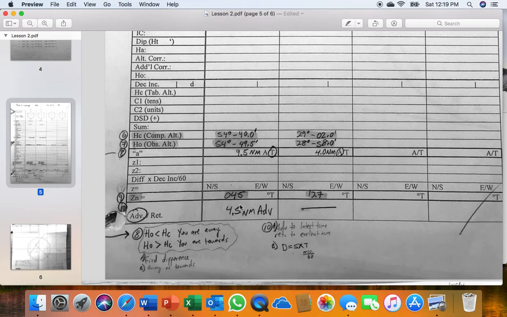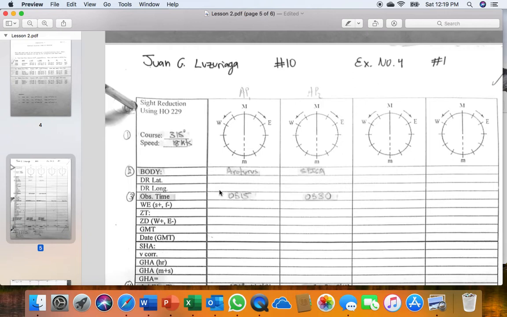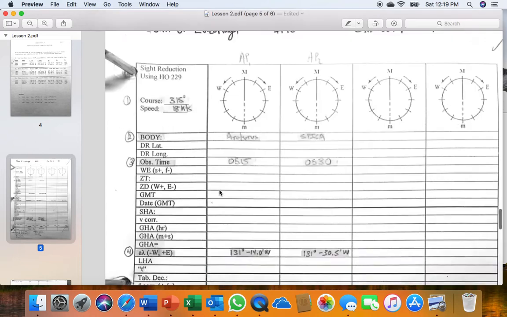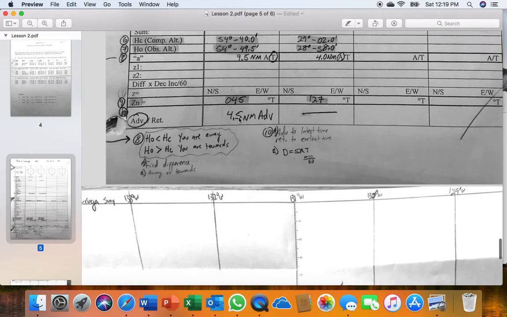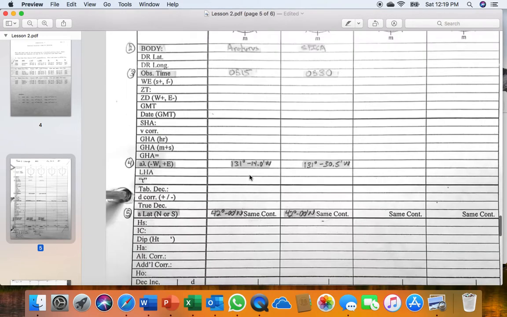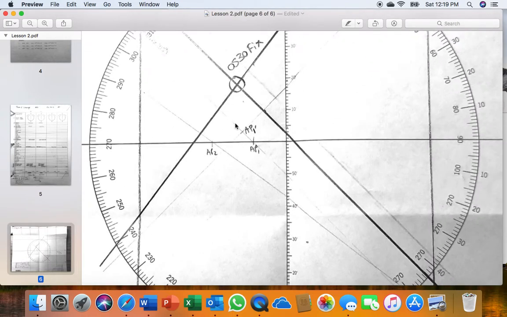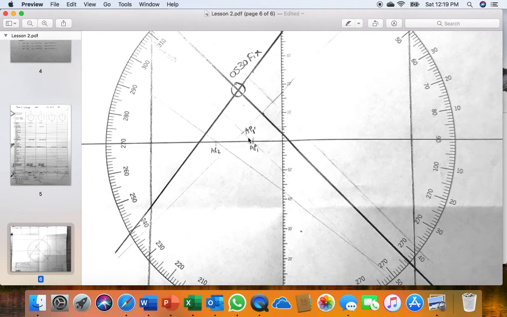The only one that we're advancing, because the problem wants us to do it at 0530, is you are going to take this 4.5. Remember, our course is 315, right? So what you're going to do, and at this point, I want you to remember that you have to make your lines very fine because you don't want to get messed up with your other lines, right?